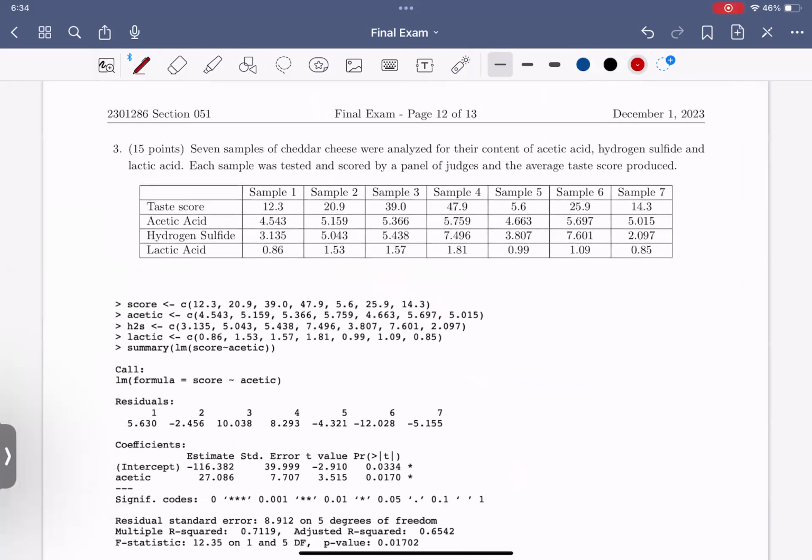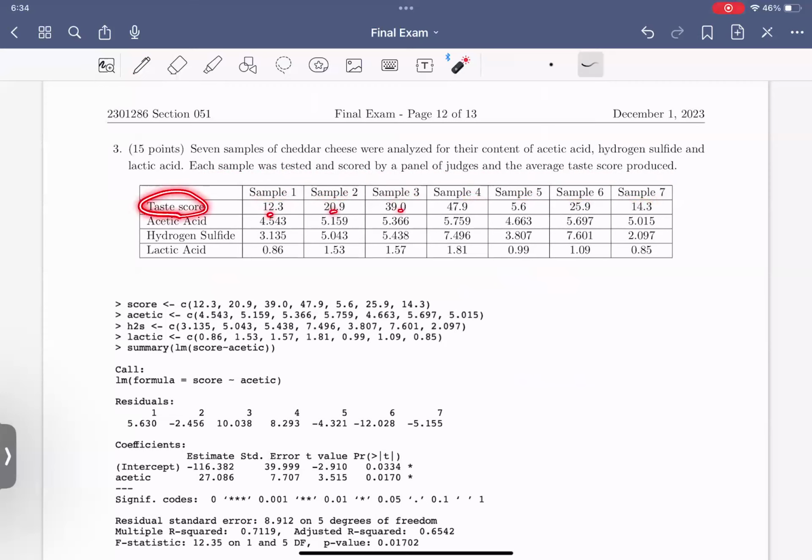So question 3 here, the regression one. 7 samples of cheddar cheese were analyzed for their content of acetic acid, hydrogen sulfide, and lactic acid. You get a sample of size 7, and each sample was tested and scored by a panel of judges. And the average scores are as follows. So you can see that you have 7 samples of cheese, and you have the test score from the judges.